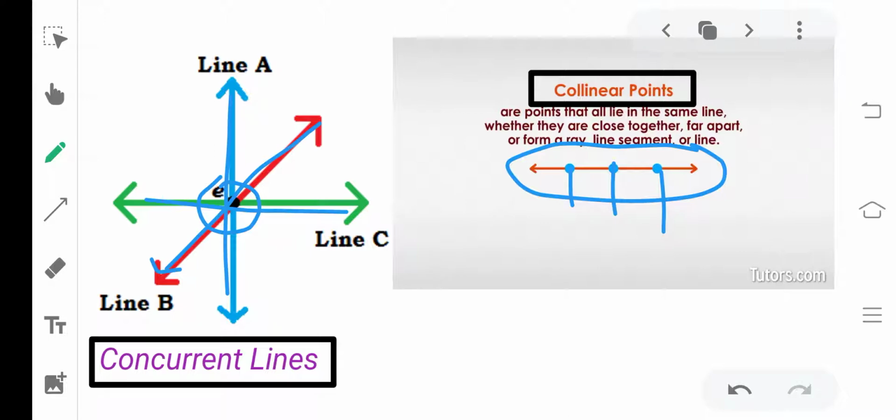You can also say that two distinct points are always collinear. If you have drawn 2 points such as A and B on a segment, they are also known as collinear points. Collinear points all lie on the same line, whether they are close together, far apart, or form any ray, segment or line. This point you should always remember.